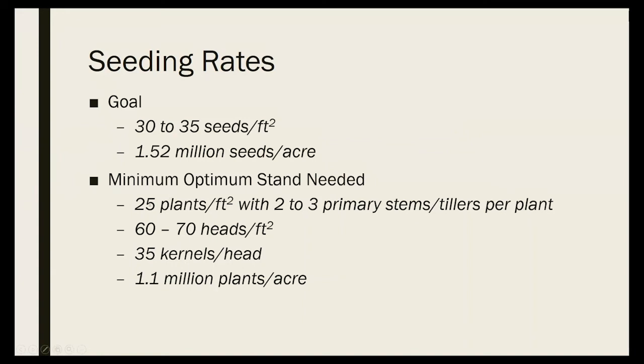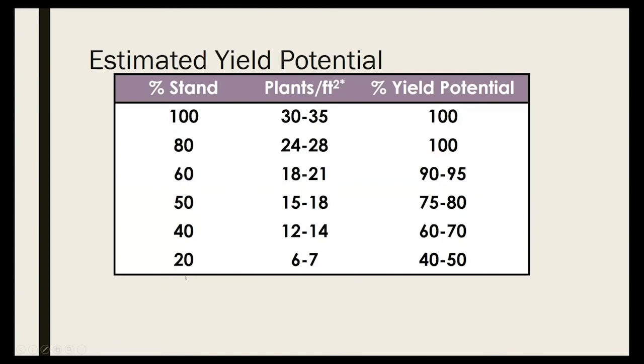If we have 25 plants per square foot with 2 to 3 primary stems or tillers per plant, we know that we're set up in terms of stand to have a great yield. This should hopefully produce 60 to 70 heads per foot with about 35 kernels per head and 1.5 million plants per acre final stand.